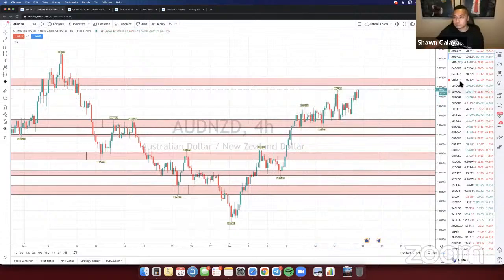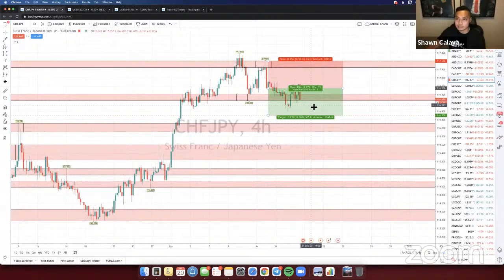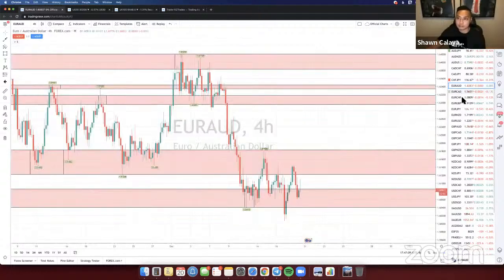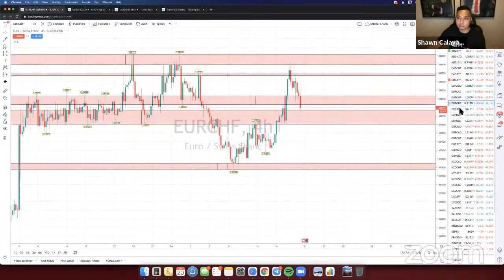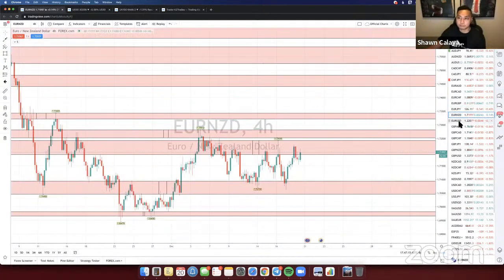So let me just scan through these trades again, see if there's any possible entries. CHF JPY might be a nice entry right here if it closes below there. We have about 12 minutes left on this candle. I'll take a look at that if it provides an entry. Otherwise, we might be holding off until the market fully opens tomorrow.